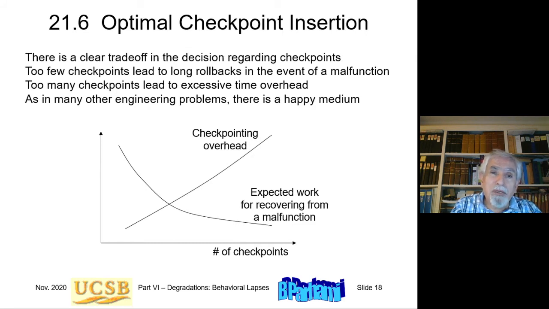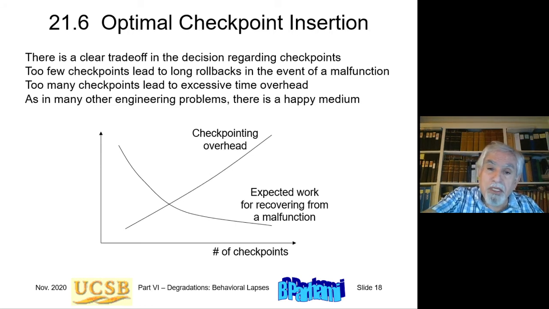Okay, the final part of this chapter is discussion of optimal checkpoint insertion. As I mentioned, the checkpointing overhead increases with the number of checkpoints. Each checkpoint will have some overhead, some time spent recording data. So this is typically an increasing function of the number of checkpoints. And then the expected work for recovering from a malfunction is a decreasing function of the number of checkpoints. The more checkpoints you insert, the less rollback you have to perform and the less repetition of the computation.